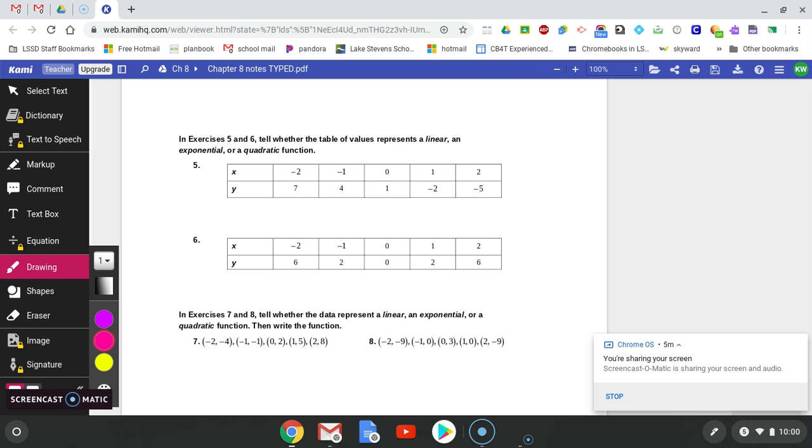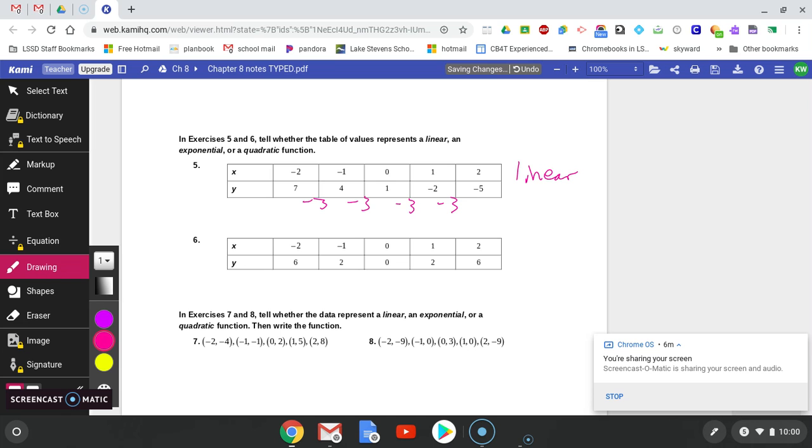All right, so to go from 7 to 4, I'm subtracting 3. From 4 to 1, I'm subtracting 3. From 1 to negative 2, I'm subtracting 3. From negative 2 to negative 5, I'm subtracting 3. So if that pattern is addition or subtraction, we know it is going to be linear.